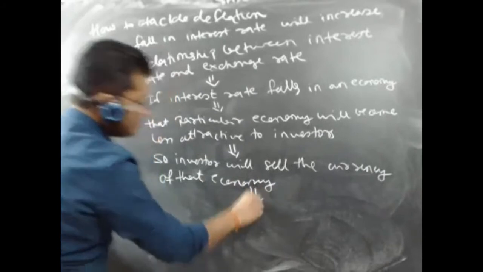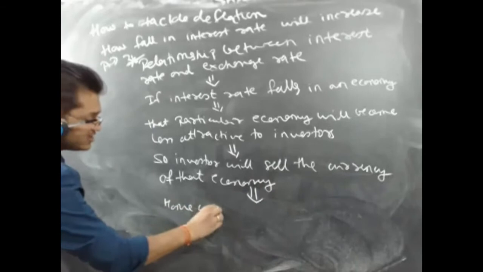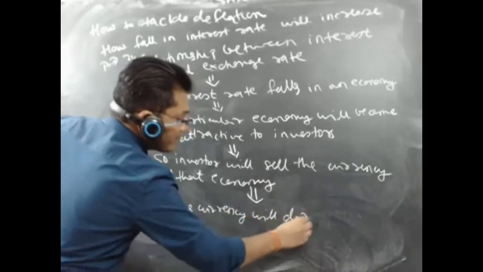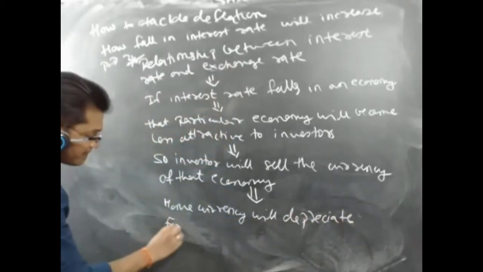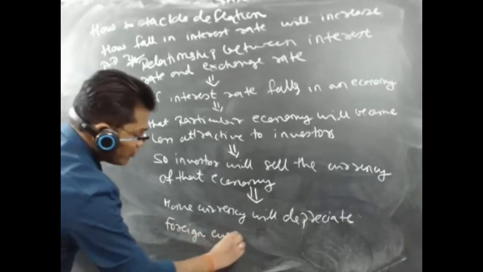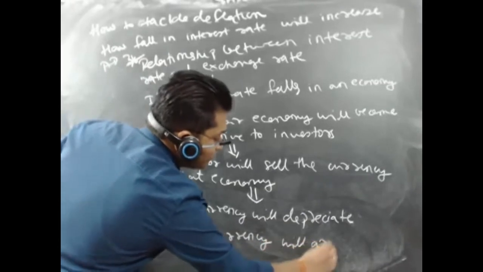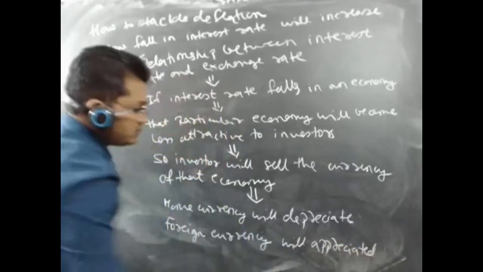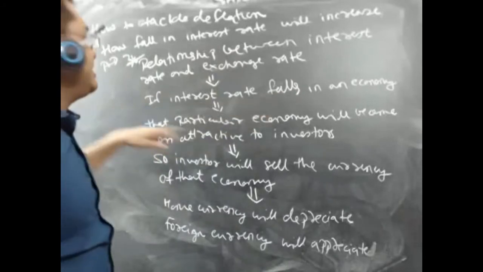And when they will sell the currency, then what will happen? Home currency, that is the country in which interest rate has fallen, okay, will depreciate. Foreign currency will appreciate. Foreign currency means currency of rest of the world, okay? Because in comparison to other country, India is less preferable now. If you have any confusion, you can write India in case of economy.